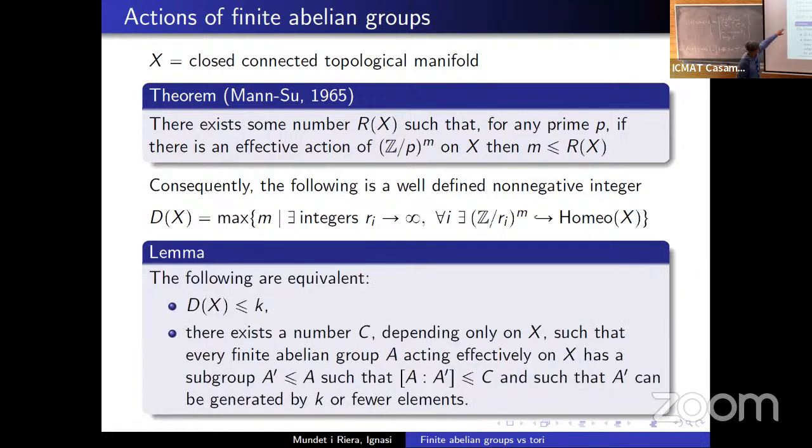So initially, this definition seems to involve very particular abelian groups, but it turns out that this number captures information about actions of arbitrary finite abelian groups. Namely, the inequality D of X less than or equal to k is equivalent to the existence of a number C, depending only on X, with the property that if you have any finite abelian group A acting effectively on X, then A must have a subgroup of index at most C, which can be generated by k or fewer elements.